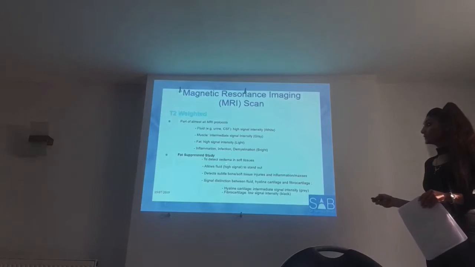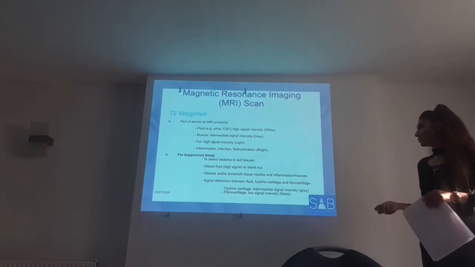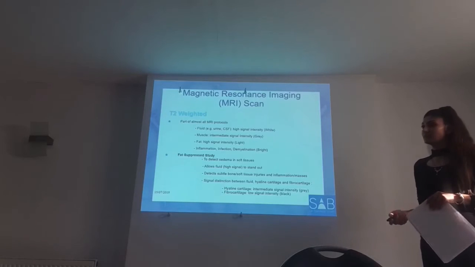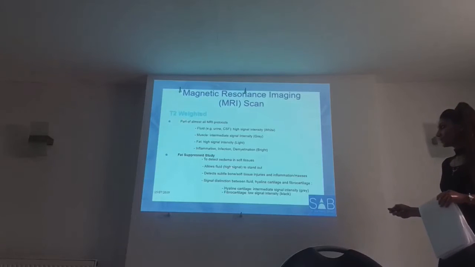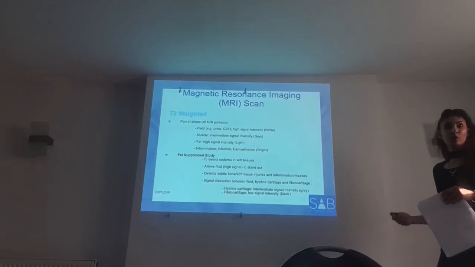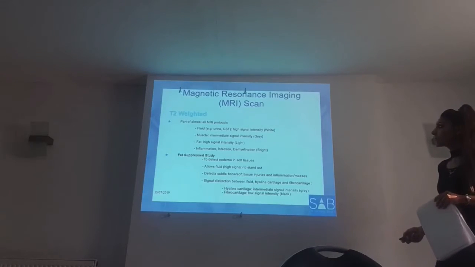And again, you can do the fat suppressed studies even with the T2 weighted ones as well. So it's looking at things like edemas and the soft tissues, and obviously makes the fluid stand out a little bit more, so you can differentiate between that. But what's good with T2 weighted fat suppression studies is, again, you get a lot of signal back from it, so you can tell even the difference between different types of cartilage. So for example, your hyaline cartilage will appear grey, whereas your fibrocartilage will appear black. So it's very good at differentiating even within different cartilages within the same structure, which is why they do sometimes use these studies if they can't tell the difference.